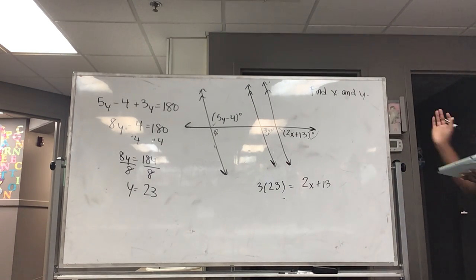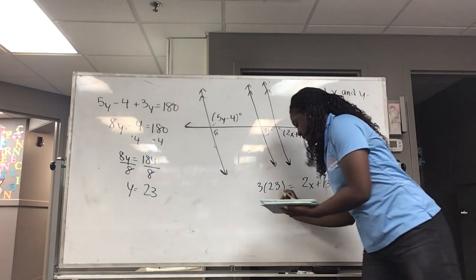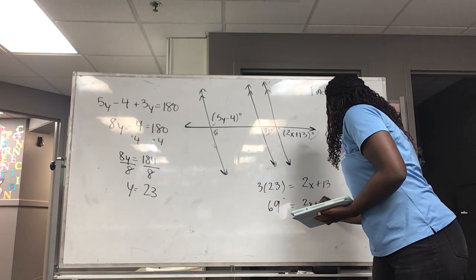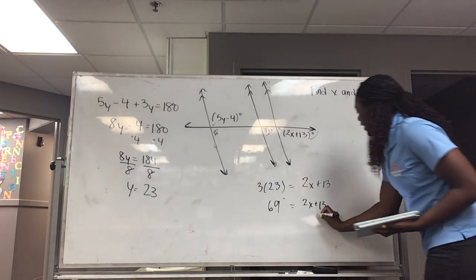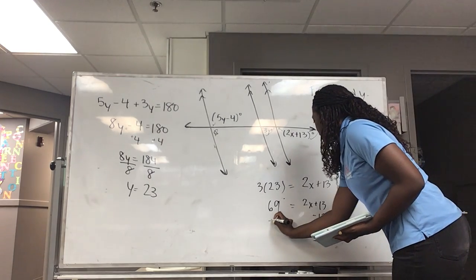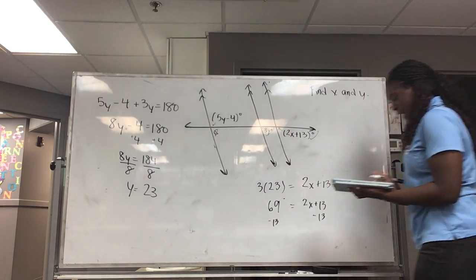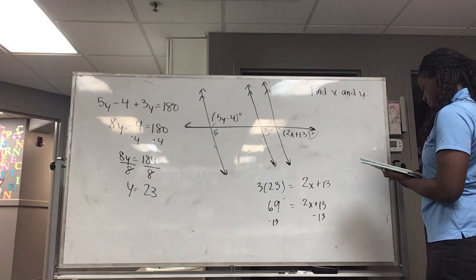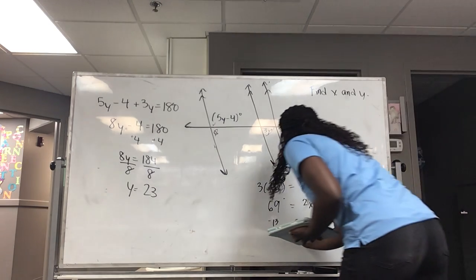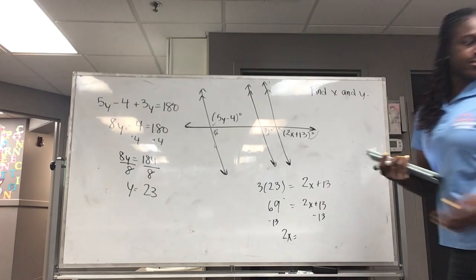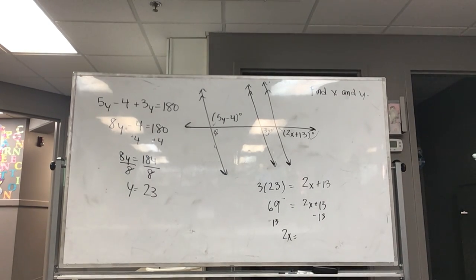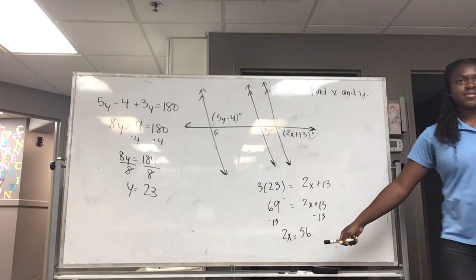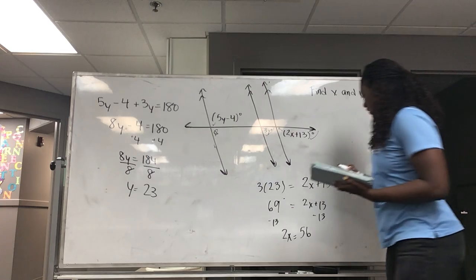So I do 3 times 23, which is 69, and then equal to 2x plus 13. I'm going to subtract 13 on both sides. So we have, oh, 2x is equal to 56. And then, is this what you guys have? Yeah. Okay, my math was wrong. I have a question.